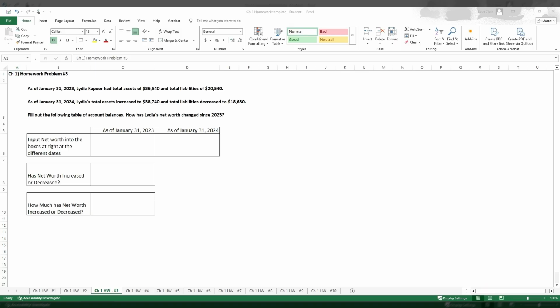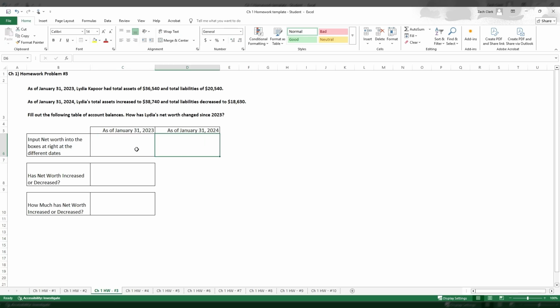So this specific problem asks us to consider net worth directly. We have Lydia Kapoor. She has total assets of $36,540 and total liabilities of $20,540 as of January 31st, 2023. And then one year later, at January 31st, 2024, we have assets of $38,740 and total liabilities of $18,630.